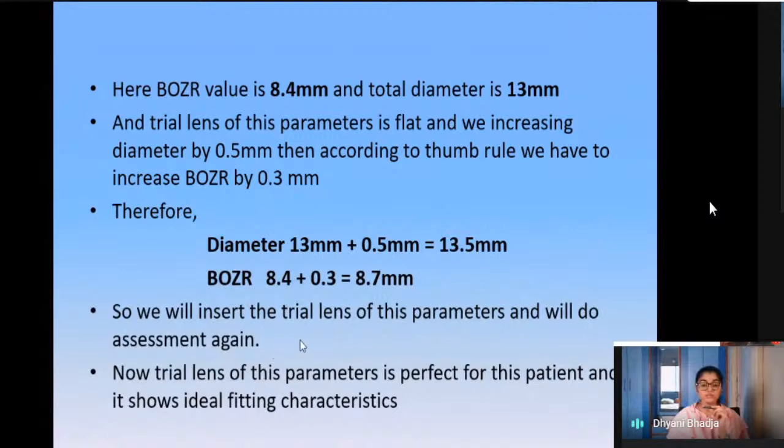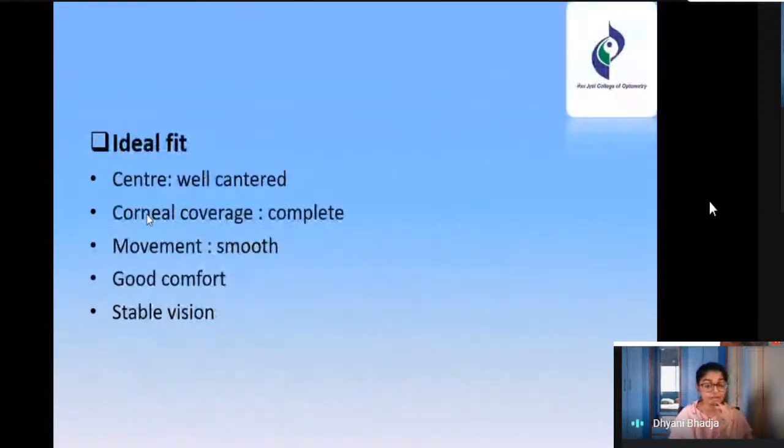So we will insert a new trial lens of these parameters and do the assessment again. Now, the trial lens of these new parameters is perfect for this patient and it shows ideal fitting characteristics. What are the ideal fitting characteristics? The lens should be centered well, corneal coverage should be complete, movement should be smooth, good comfort, and stable vision.